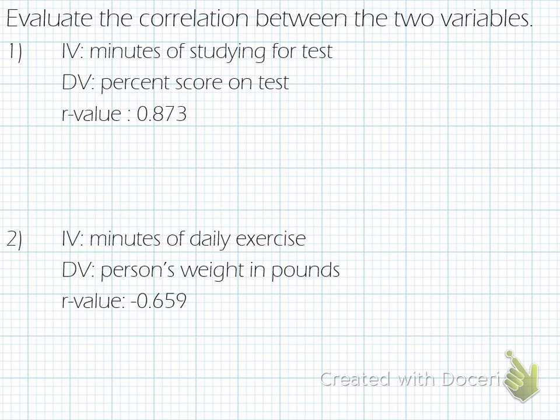Okay? So that means it's a positive relationship. And then I want to think about that in terms of our context. That means the more minutes I spend studying for the test, the higher my grade is going to be on the test. Right? So since it's bigger than 0.8 and it's close to 1, I'm going to say that this has a strong, direct relationship. Okay?